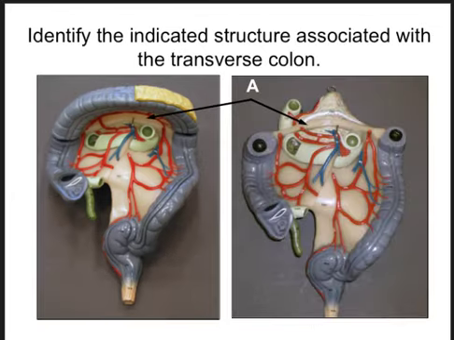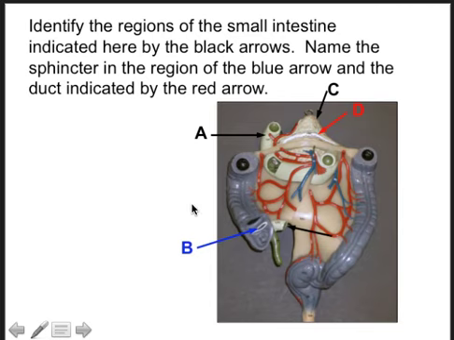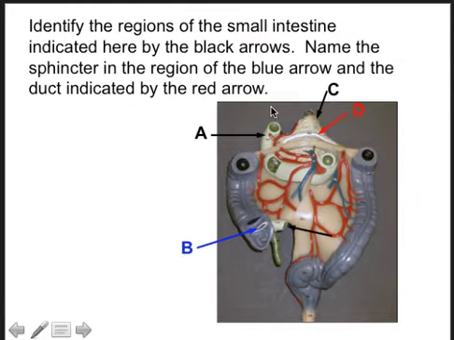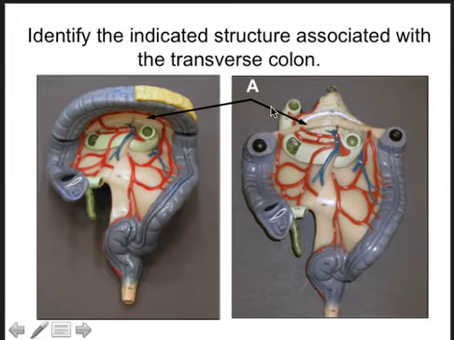Next question. Identify the region of tissue indicated by A. A is pointing to the transverse mesocolon. Transverse mesocolon, indicated here, holds the transverse colon, which would run through here, in place. Okay, so you can see that right here. Okay, transverse colon here, transverse mesocolon here.